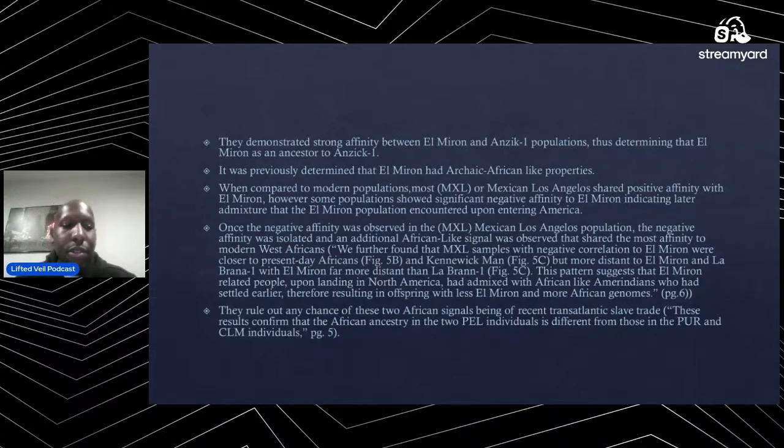All right. Whether you agree with it or not, I'm just explaining it. You know what I mean? And so they rule out any chance of these two African signals being of recent transatlantic slave trade. These results confirm that the African ancestry in the Peruvian Lima individuals is different from those in the Puerto Rican and Colombian individuals. All right, this part is significant because it's saying that this second signal is not related to the third signal that they are associating with the transatlantic slave trade. They're saying that the two signals are different.